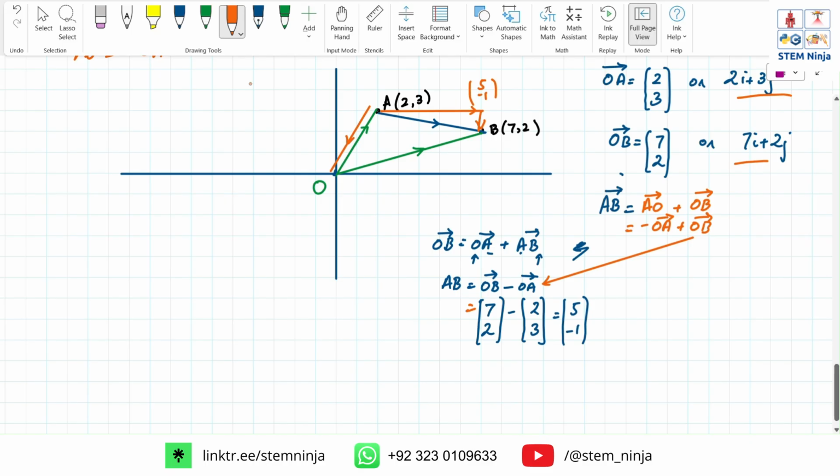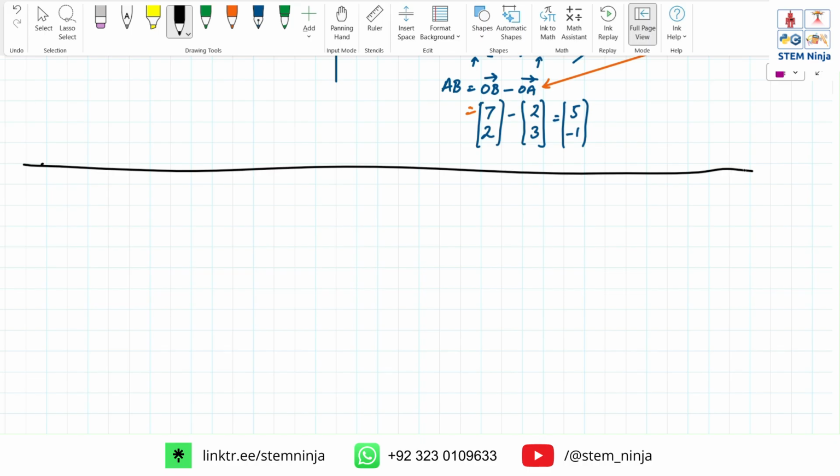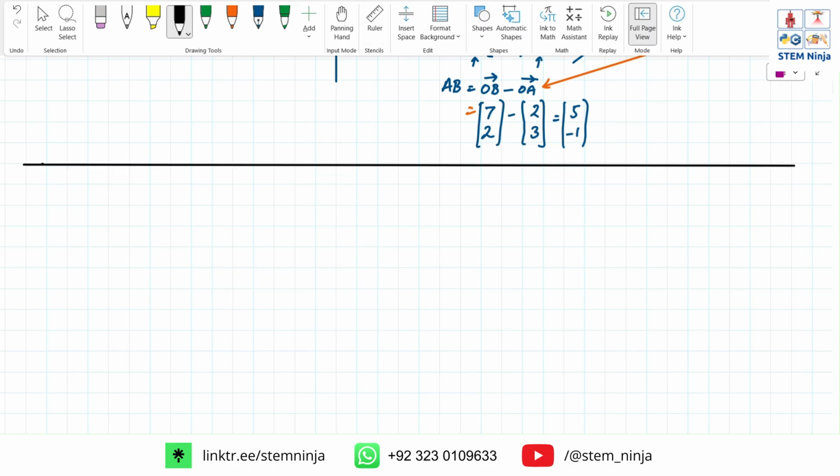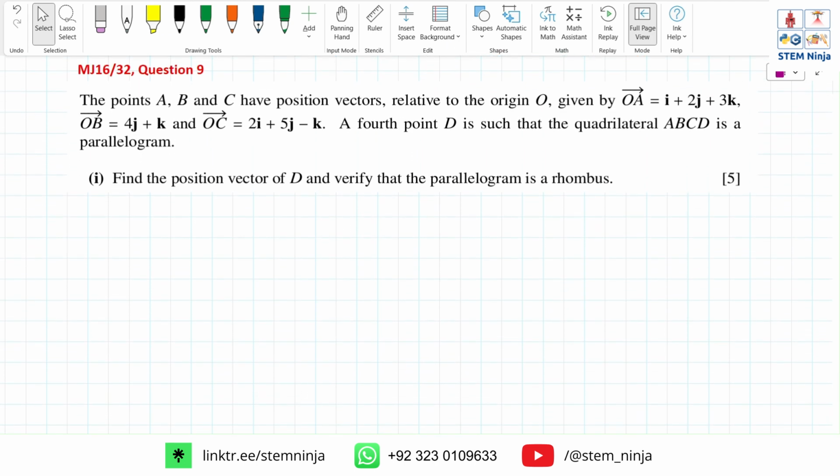Right. Okay. Now, to practice these concepts, what we have learned up till now, let's take a past paper question example. Okay, so let's see this. The points A, B, and C have position vectors relative to origin O given by OA is i plus 2j plus 3k, OB is this, OC is this. A fourth point D is such that the quadrilateral ABCD is a parallelogram. Find the position vector of D and verify that the parallelogram is a rhombus.